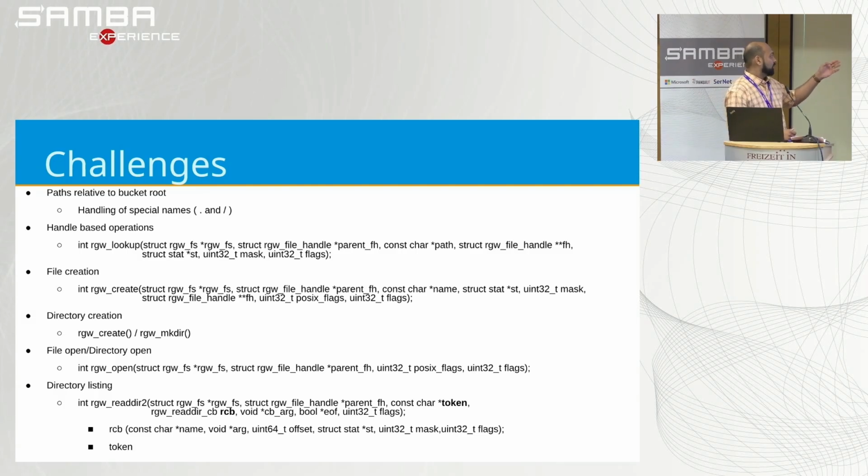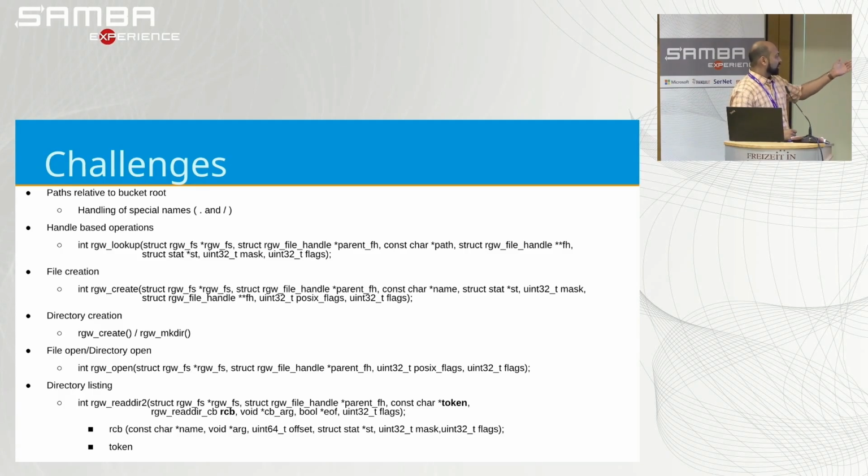The only thing is, RGW mkdir automatically appends the trailing slash to the end of the directory to mark it as a prefix. But in RGW create, we have to check whether it's a directory create, mkdir, and then we have to add an additional slash to make sure it's a directory.